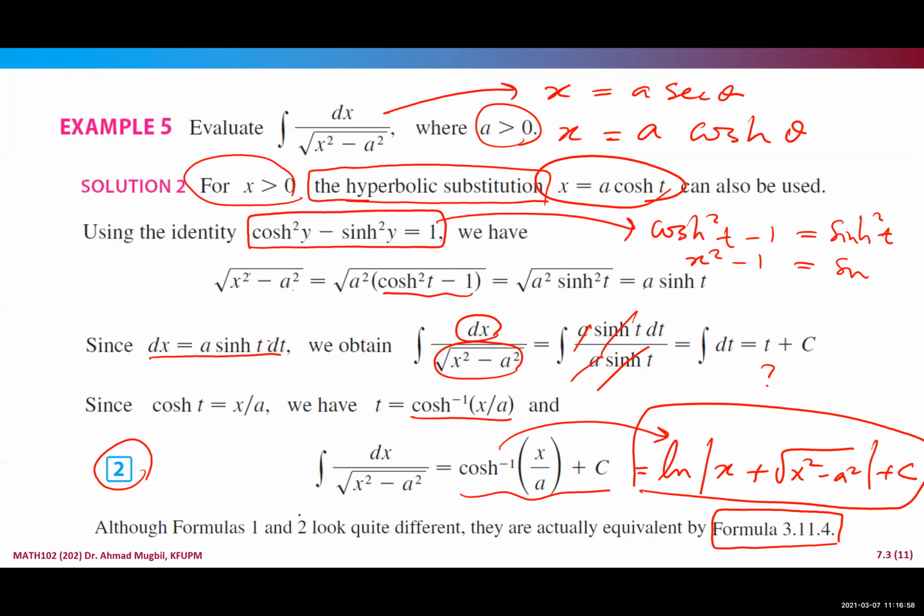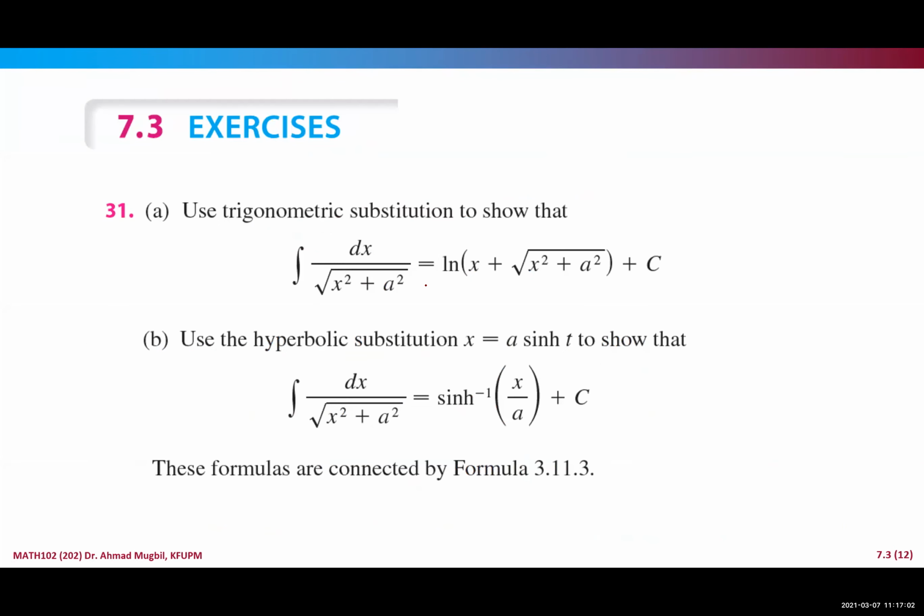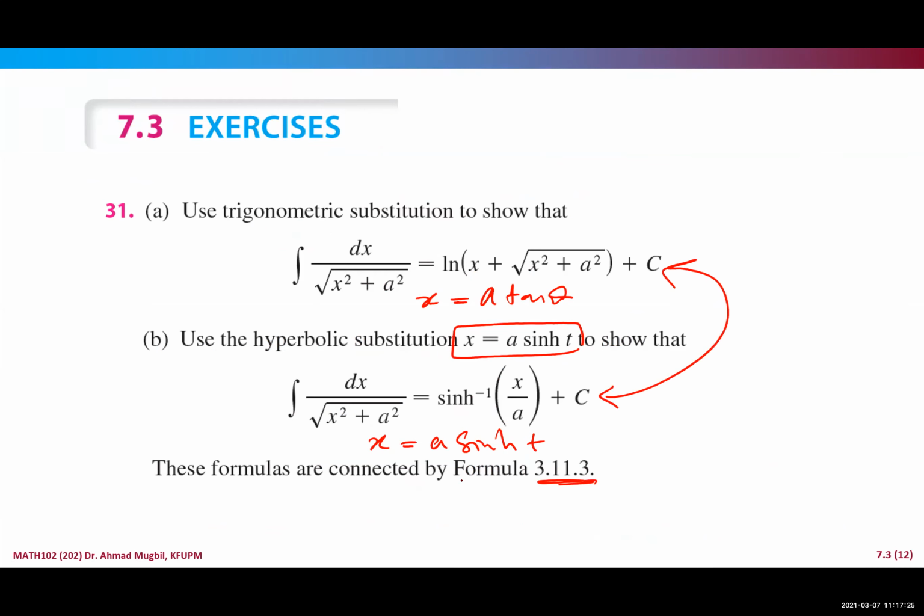This is when we have x squared minus a squared. You can do the same when you have a plus. You can use the trigonometric substitutions, a tan theta, or you can use x equals a sine t, or sine theta, whatever. It is just a matter of notation. And these integrals, both of them are equivalent to each other by formula 3.11.3.